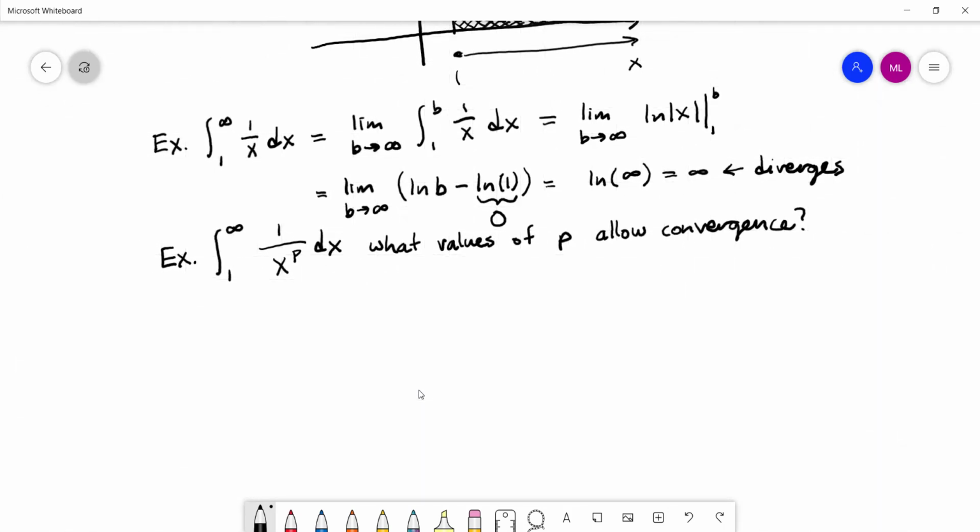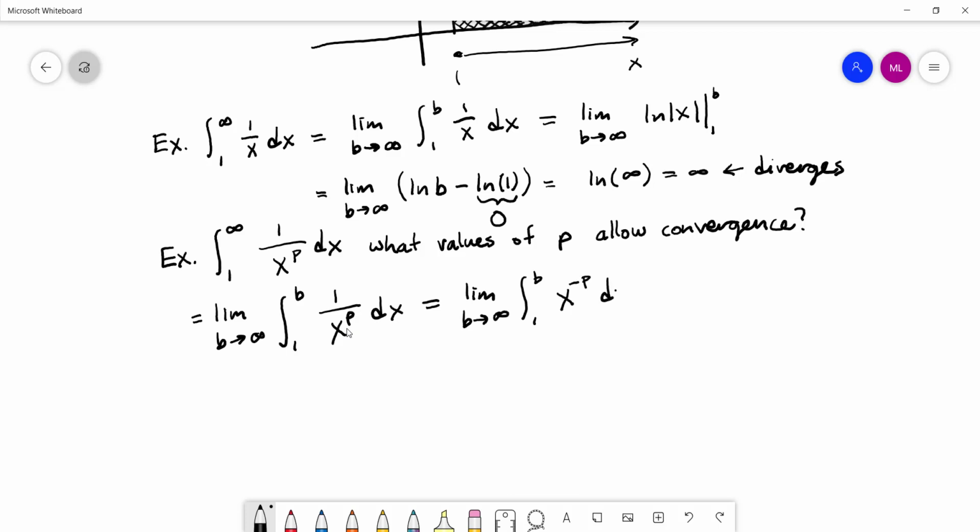So we can do this problem the exact same way that we have been doing with the others. It's going to be equal to the limit as b goes to infinity of the integral from 1 to b of 1 over x to the p dx. So we just have to carry around this p throughout all our calculations, and it just makes things a little more confusing or a little scarier looking, but it's really not any harder than what we were just doing. So again, an easier way to think of this is maybe to write it as the integral from 1 to b of x to the negative p power dx.